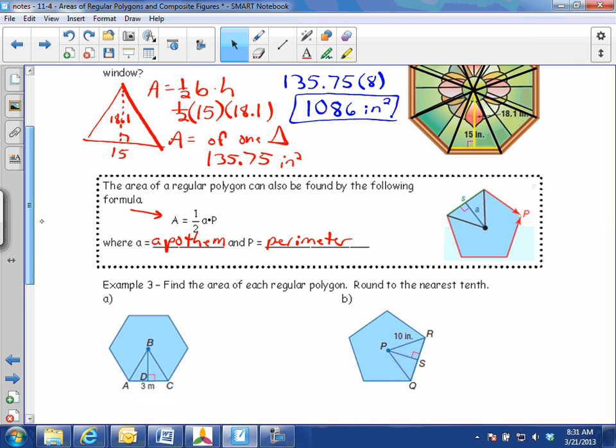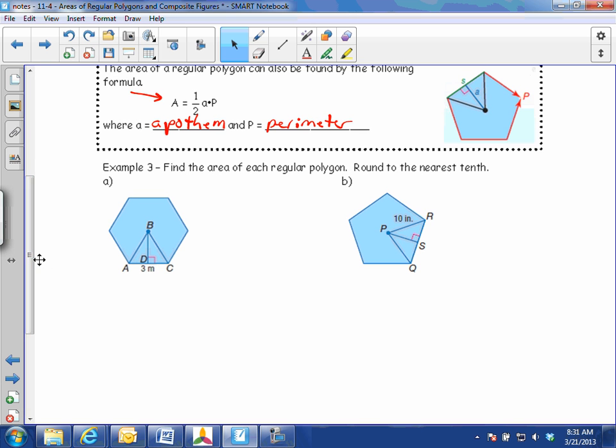Let's see what we can do with this next example. Again, we're finding the area of each regular polygon, and then I'm going to round to the nearest 10. Remember, never, never, never, ever round in the middle of the problem. We're going to round at the end of the area. Alright, so they give us a triangle that's already drawn in there for us. I'm going to draw it off to the side so I can make it bigger so we can draw stuff in.